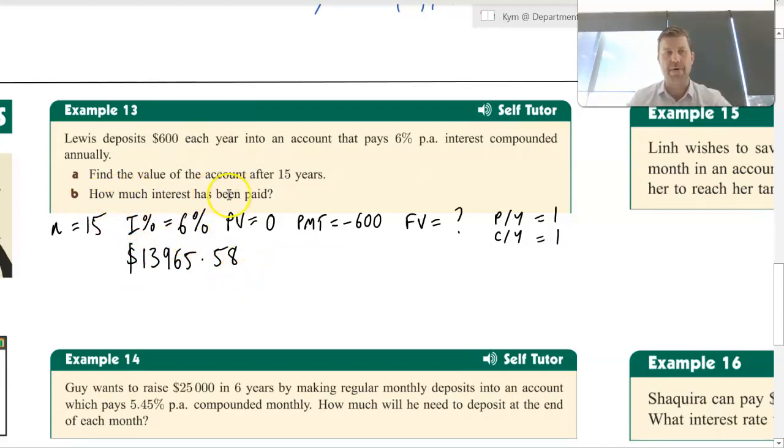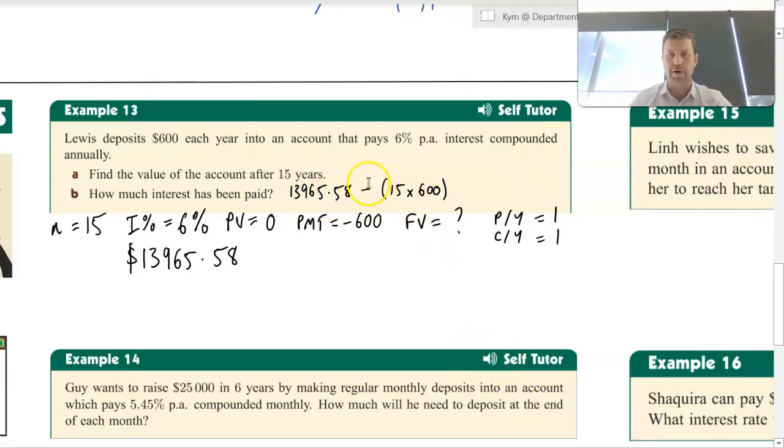The last part of that question says how much interest has been paid. To work that out for part B, you could do the future value into the 15 years, which is 13,965.58. Subtract the 15 lots of $600, and that will tell you how much interest you've earned. Obviously, you've put $600 into the account every year for 15 years. So that's not interest, that's how much you're depositing. The rest of the amount in the account is the interest that you've earned.